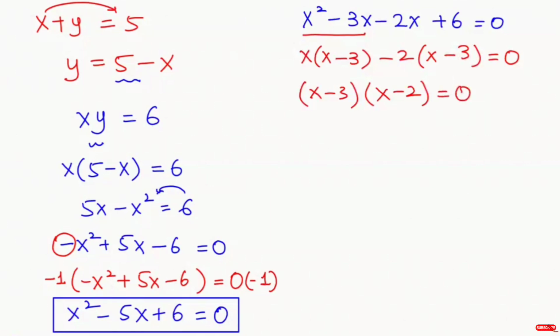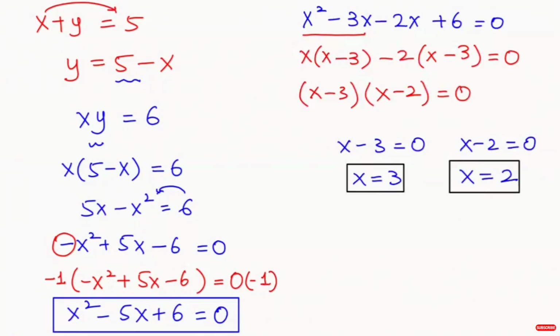Now here we get the two cases. x minus 3 is equal to 0, and x is equal to 3. x minus 2 is equal to 0, and here x is equal to 2. So here we get two x values, that is 3 and 2. Now I'm going to find out the values of y1 and y2. This I'm going to name as x1, x2.